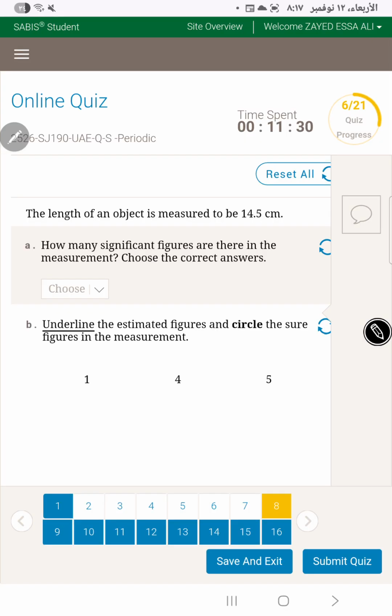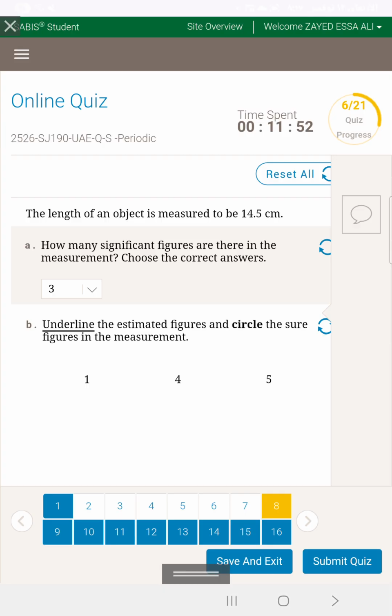Number 8 now. The length of an object is measured to be 14.5 centimeters. How many significant figures are there in the measurement? Choose the correct answer. We have 3 significant figures. Underline the estimated figure and circle the sure figures. Now, the estimated figure here is 5. So I have to underline the estimated and circle the sure. This is sure and this is sure.